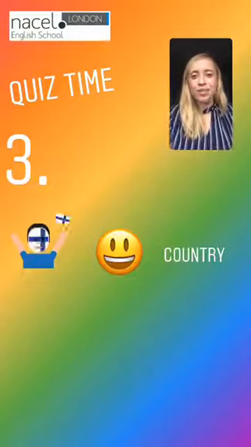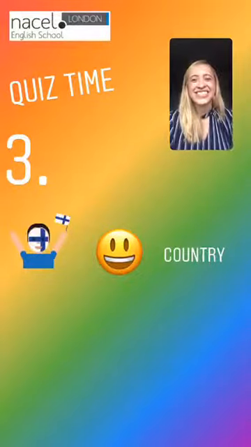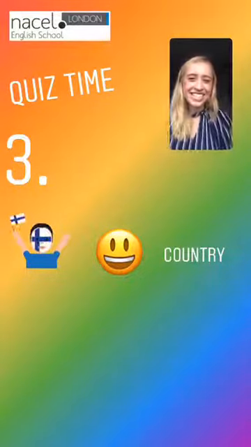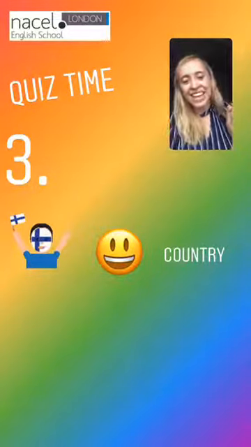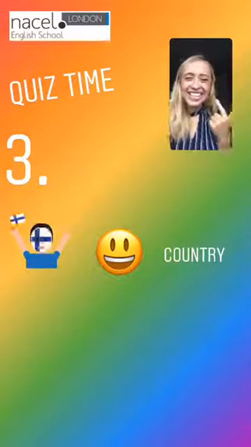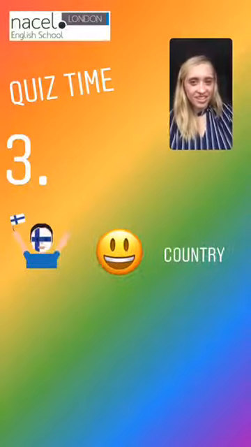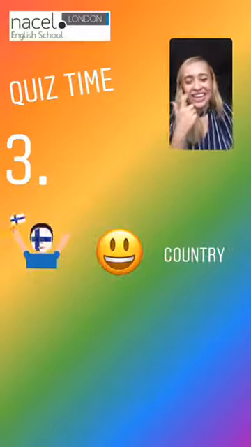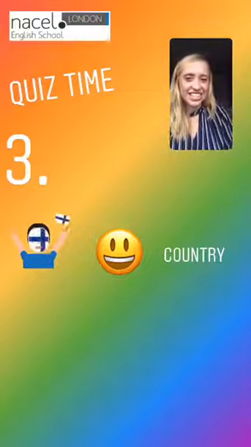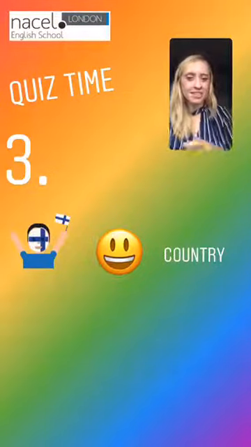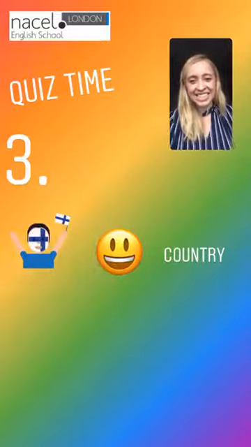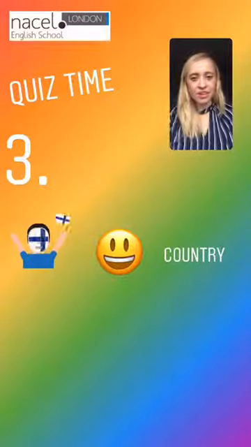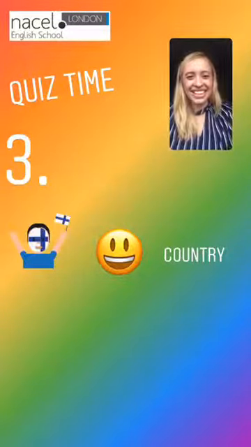And number 3. Okay, so you have three different pictures here. You have a person with a flag in their hand, a smiling face, and the word country. Okay, what is your superlative sentence? Do you know this person, this flag? What is my sentence?